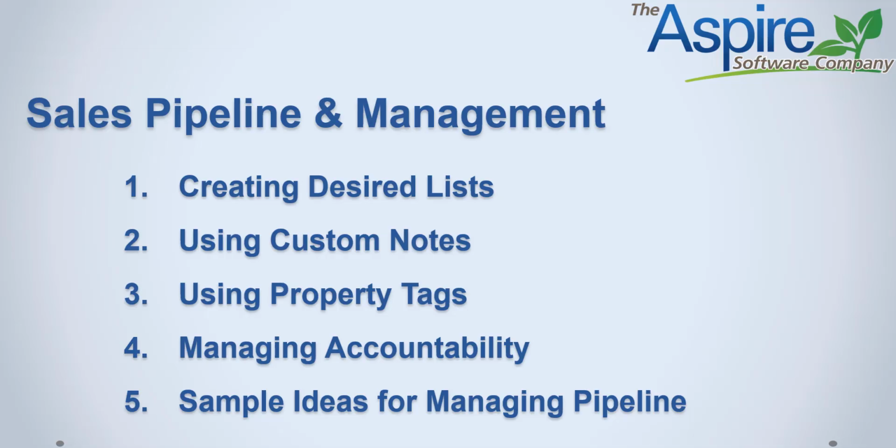So as a reminder, we looked at creating many different types of desired lists in the sales pipeline flow in properties. We talked about custom notes, property tags, managing accountabilities per account owner, and then talking about sample ideas for managing the overall pipeline and using it in your sales flow.